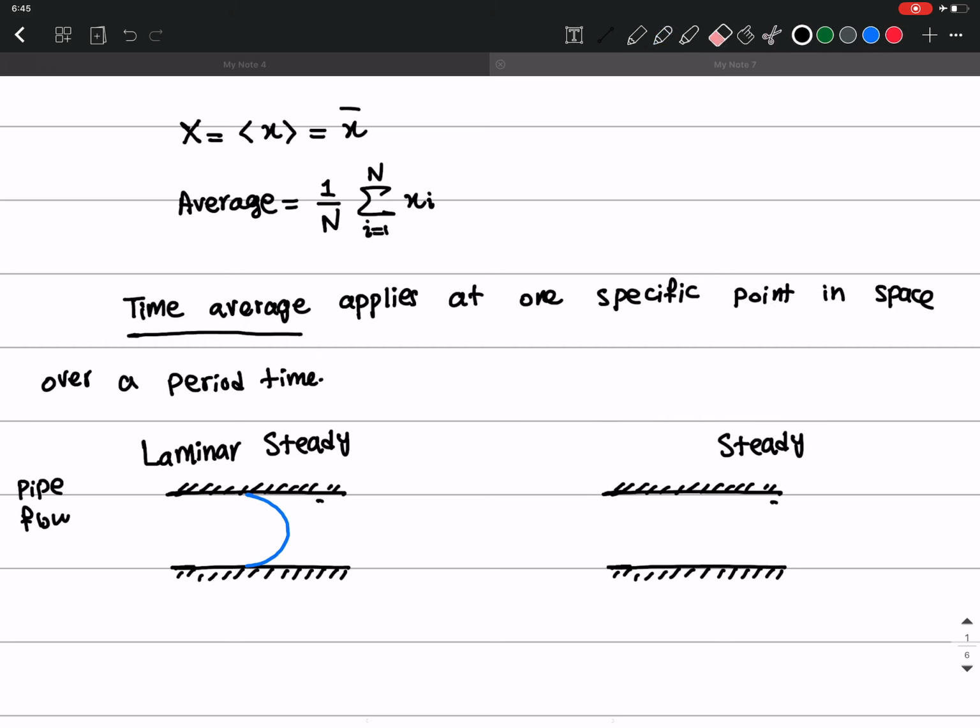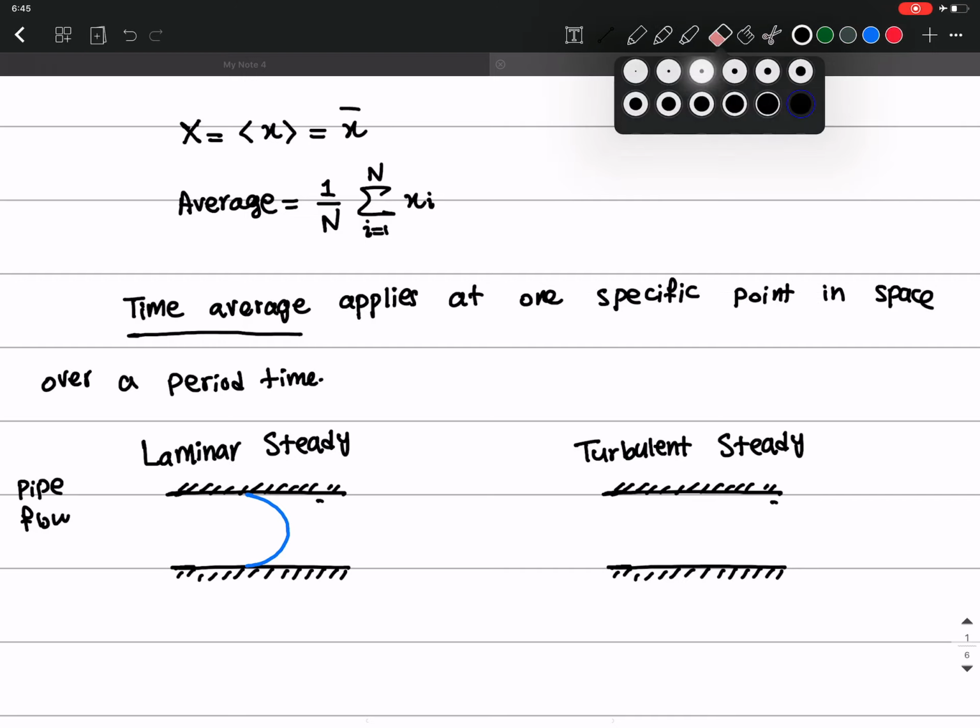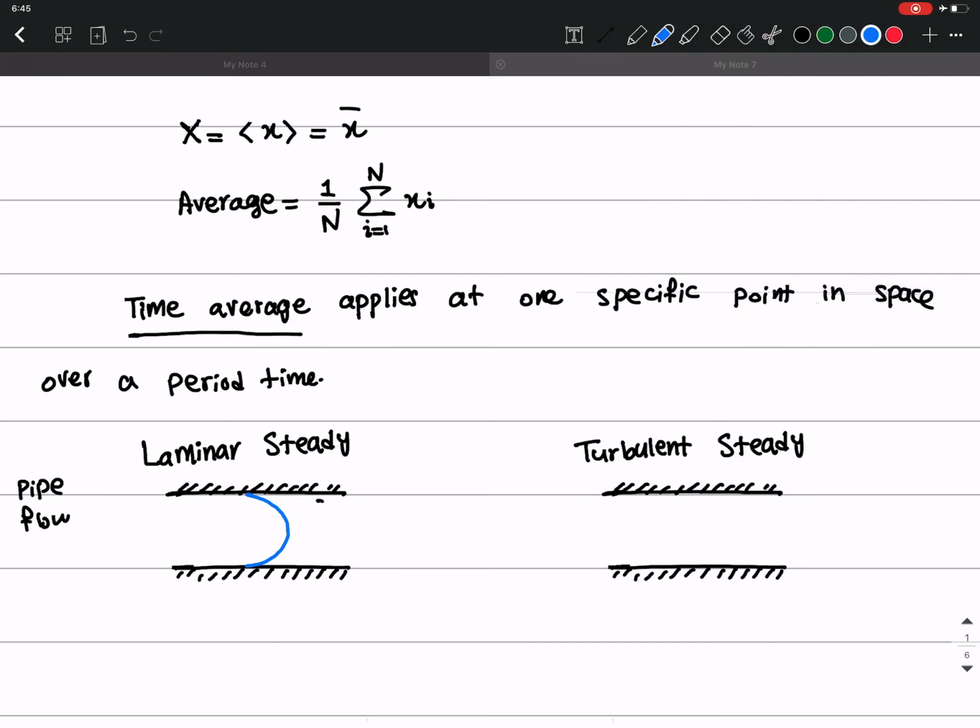I want to show how a turbulent flow looks like. So turbulent steady flow. So we can have something like this because it's turbulent. This is actually how it looks like, the flow, the velocity profile.